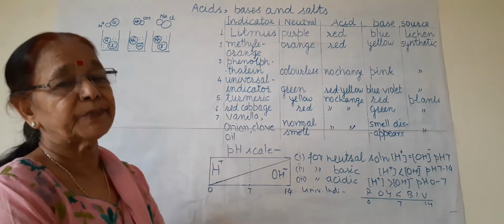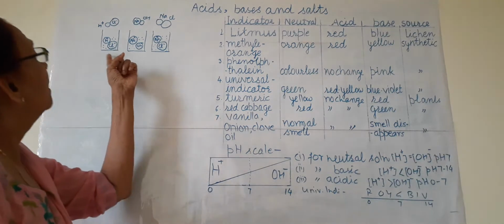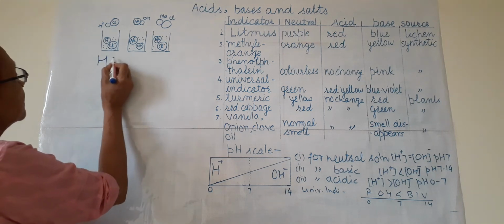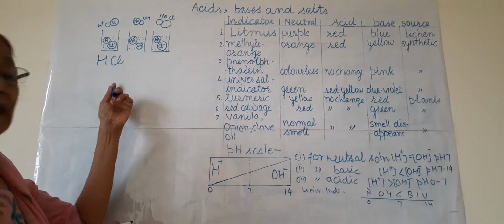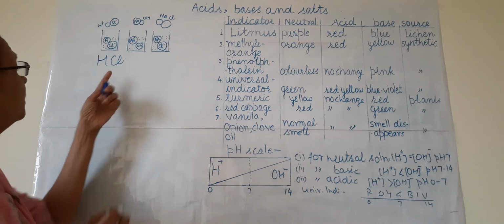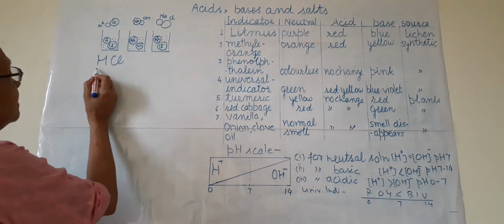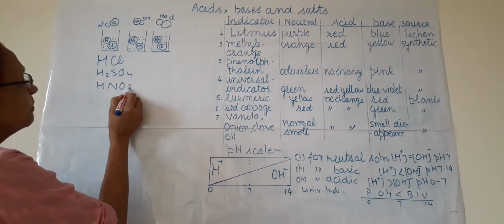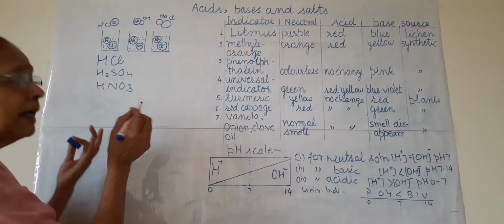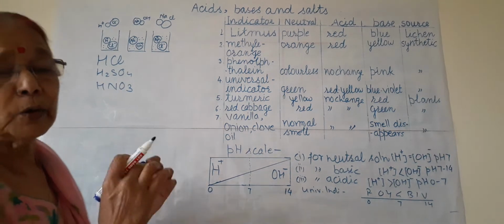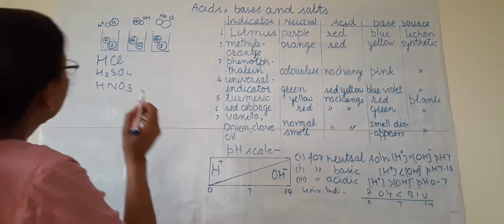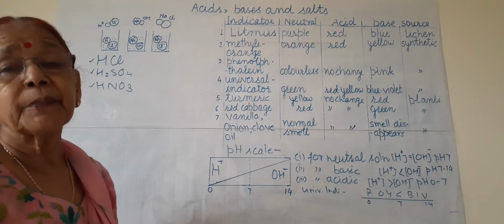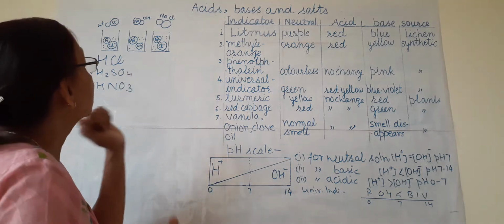What are acids? You can see in this picture. First of all, I should let you know some examples of acids. These are the common examples. You know them from 9th or before that also. HCl, hydrochloric acid, H2SO4, sulfuric acid, HNO3, nitric acid, and acetic acid, lactic acid and so on. So many acids you know, but they have one thing in common: all have this hydrogen, or H.